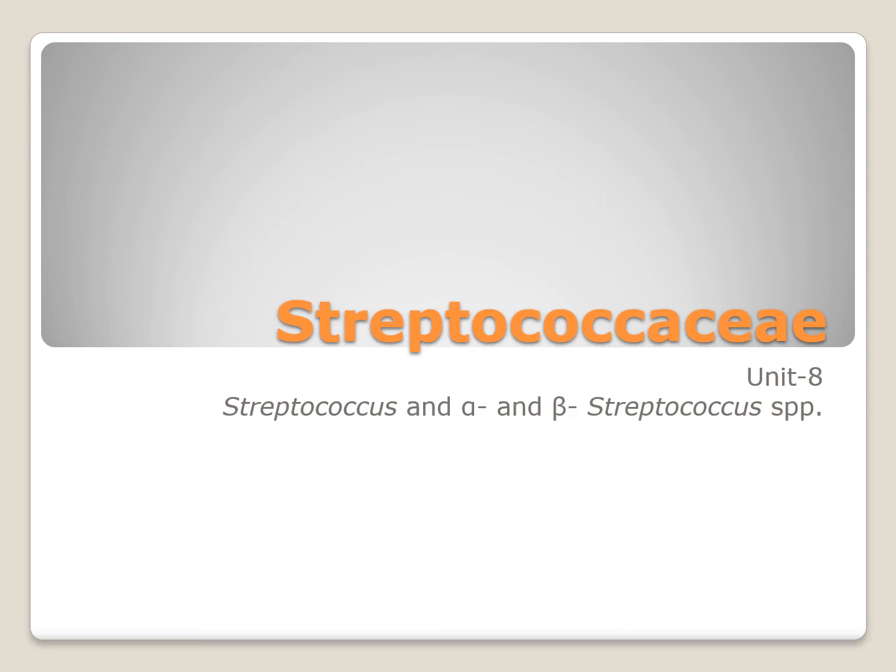All right, group, let's go ahead and get into Unit 8, where we're going to talk about a new family today. We're going to talk about the Streptococciaceae. Specifically, the Streptococcus is what we're going to talk about. And today we're going to talk about two of the groups of Streptococcus, and that would be the alpha hemolytic Streptococcus and the beta hemolytic Streptococcus.